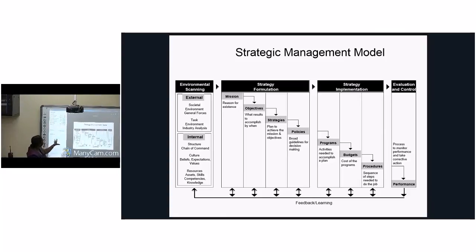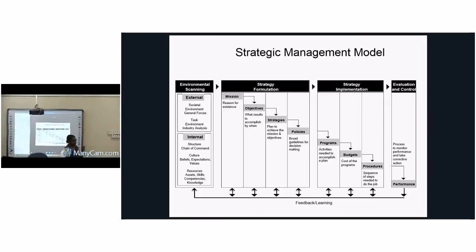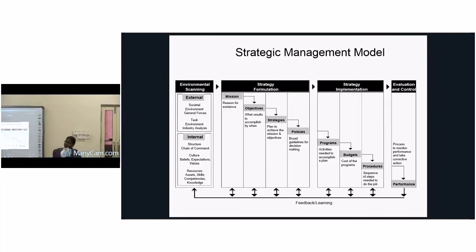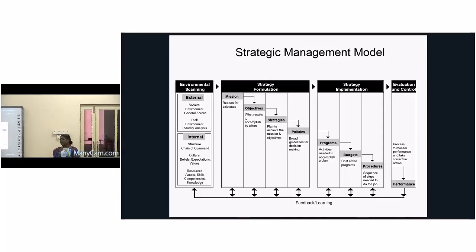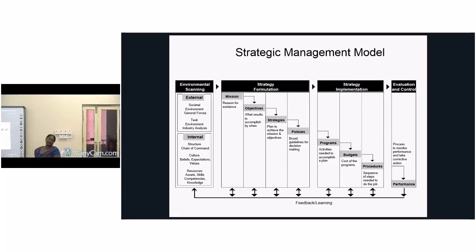So first you do environmental scanning. It consists of external environmental scanning and internal environmental scanning. You generally know the environment consists of two types, external environment and internal environment. So before formulating the strategies for an organization, you first do environmental scanning. Basically, first you do the external environment and then you go to the internal environment.